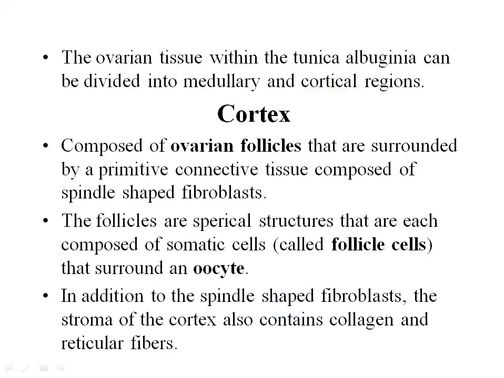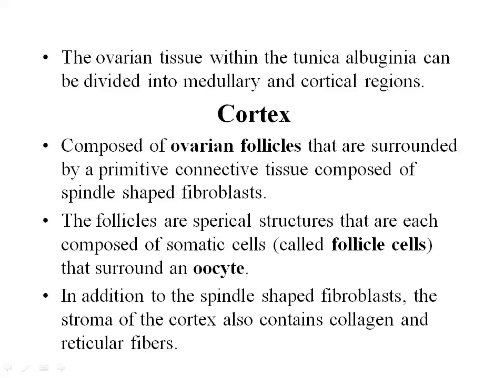Now, this ovarian tissue, if you remember that tunica albuginea we already discussed in the testis, the outer layer of the testis. The same tunica albuginea forms the outer layer of the ovary here. But internally, it is divided into medullary and cortex regions. Depending on the presence of some specialized tissues, this entire tunica albuginea matrix is divided into two parts: a medullary portion, the central portion, and the cortical portion, that is the surrounding portion.